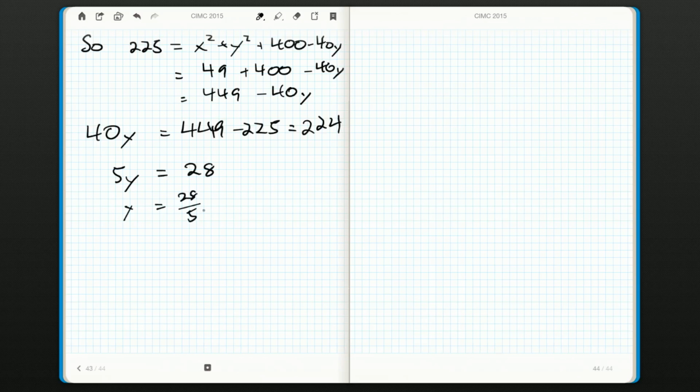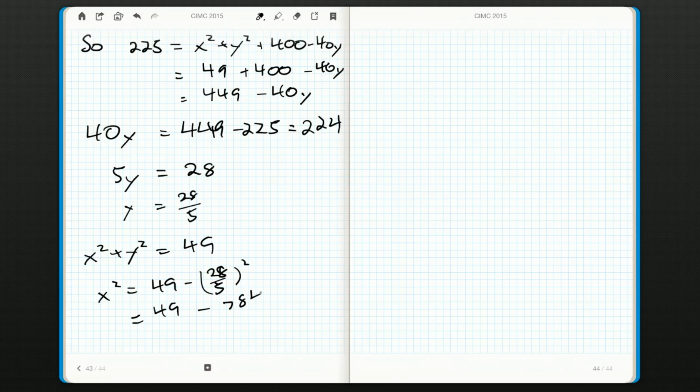Alright. So x, we know x squared plus y squared is 49. Great. And now we know y, so x squared is 49 minus 28 over 5 squared. I'm betting x will be something over 5. Just calling it now. So we get 49, and then 28 squared is 784. Yes, calculator confirms that.